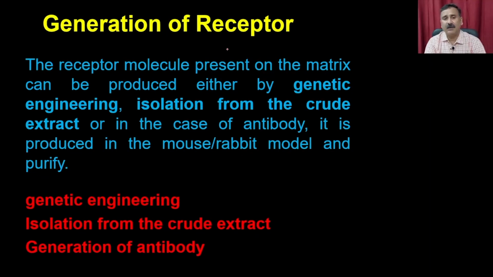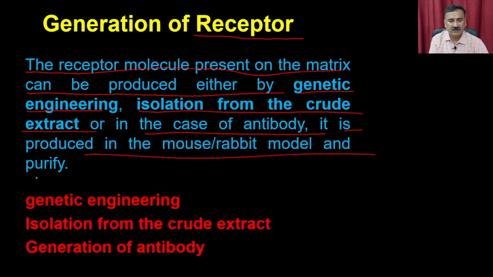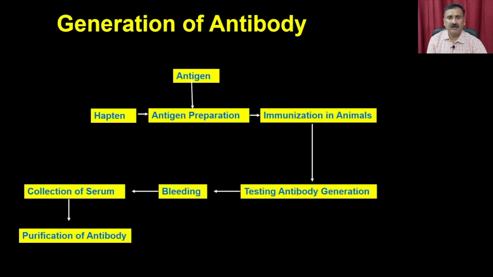So the first thing we require to perform affinity chromatography is that you should have the receptor or the ligand. The receptor molecule present on the matrix can be produced either by genetic engineering or by isolation from the crude extract, or in the case of antibody, it is produced in mouse or rabbit models. So you have three options. You can purify the receptor either with genetic engineering, or you can isolate the receptor from a crude extract, or you can generate the antibodies. How are you going to generate the antibodies?